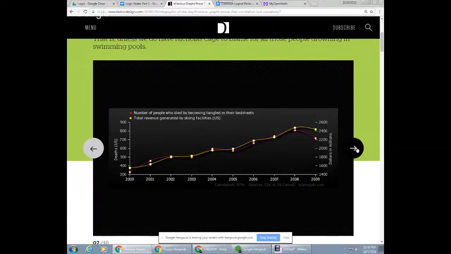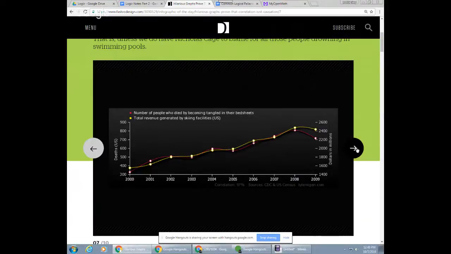Let's see. The number of people who died by becoming entangled in their bed sheets versus the total revenue generated by skiing facilities. How can you die by being tangled in your blankets? I totally can relate to that. I get tangled in my sheets. What's fascinating is that we collect this data. Really? Yeah. Oh my God.